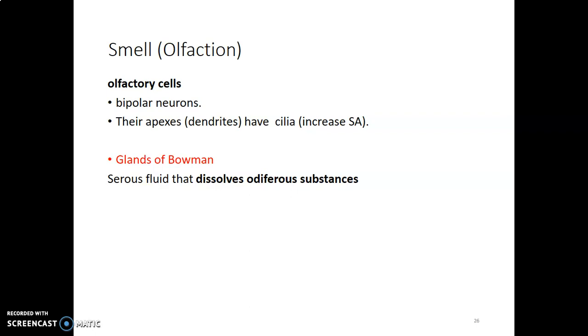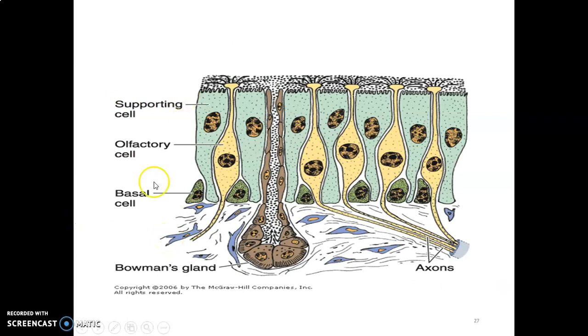So these are the olfactory cells. These are the support cells, the sustentacular cells. These are the basal cells. Okay, and these are the Bowman's gland producing serous substances to come to the surface, and they dissolve the odoriferous substances here. And you can see the olfactory cells, they have sort of microvilli on their surfaces.